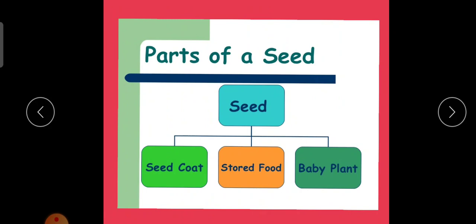What are the parts of a seed? A seed consists of three parts. Number one is the seed coat. The second one is stored food, which is also known as endosperm. And the third one is the baby plant, which is also known as an embryo.